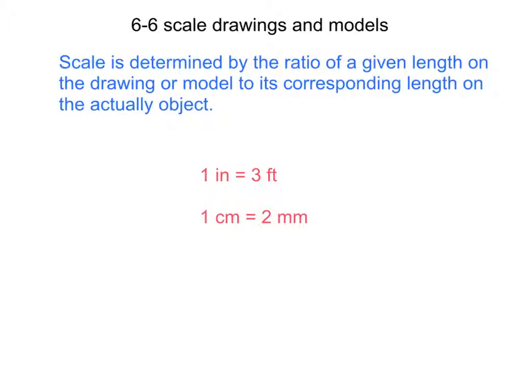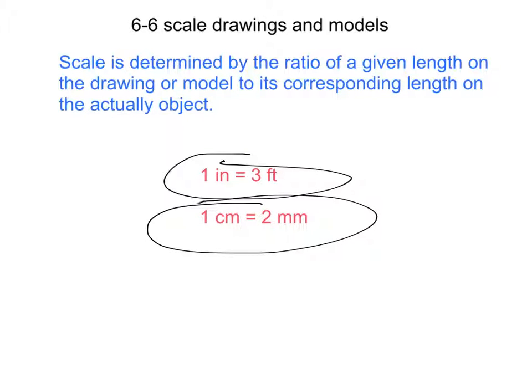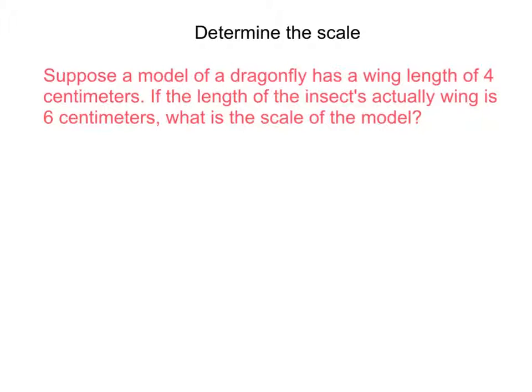on the actual object. So some common scale models you may see may be like it's 1 inch on the picture, but the actual object is 3 feet. Or 1 centimeter on something actually equals 2 millimeters. So we're going to look at how we can determine a scale.